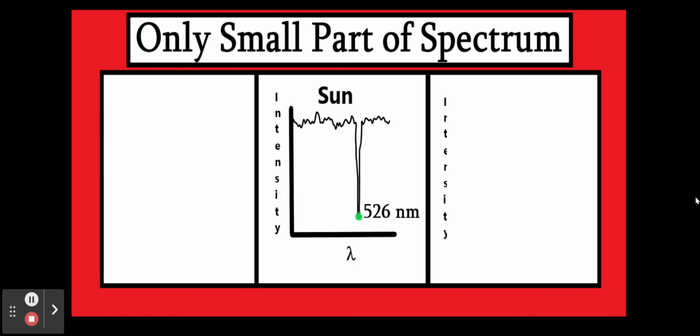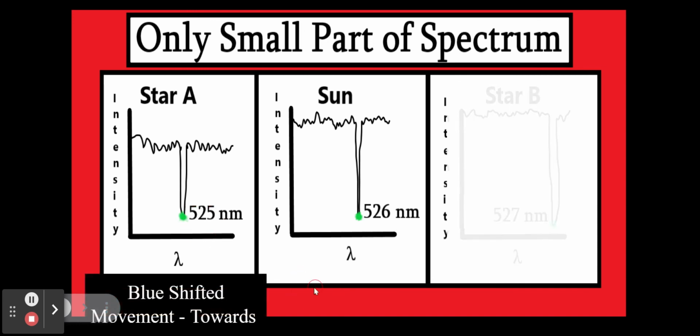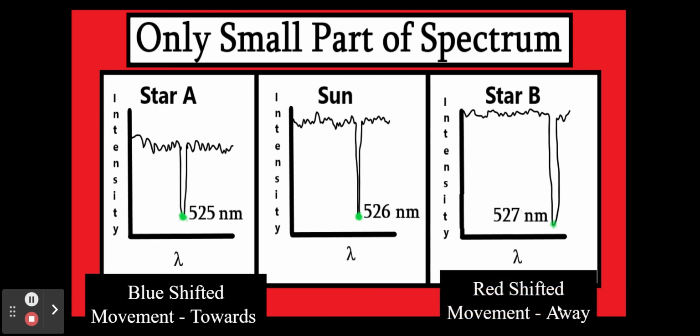Now, this is the same kind of data from the same two stars, but now I'm looking at the graph. All right. Here's my dip in intensity at that wavelength. I look at star A and that dip is happening at a lower wavelength. Therefore, blue shift. In star B, it is red shift. All right.